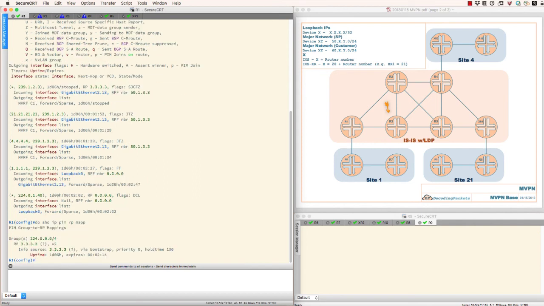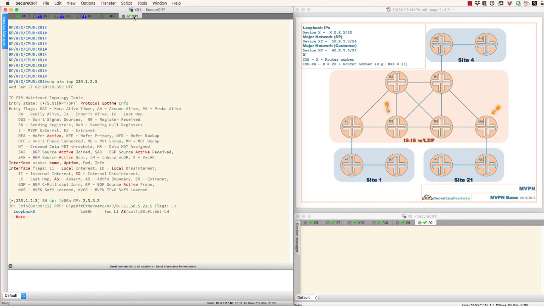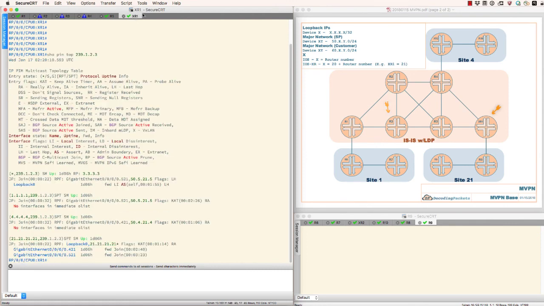And let's take a look real quick at the router that is farthest away from R3. So XR1 seems to be that router. And let's take a look at XR1 and how its star comma G tree works. So show PIM topology 239.123. And the upstream interface here is the local interface 521, and the upstream neighbor is R5. So it goes directly to R5.